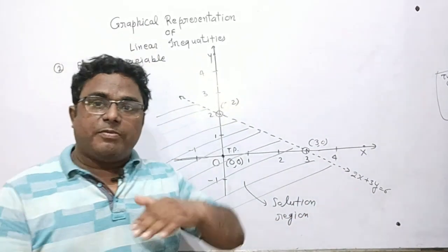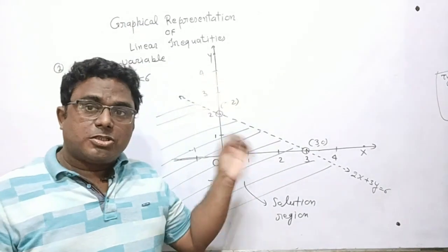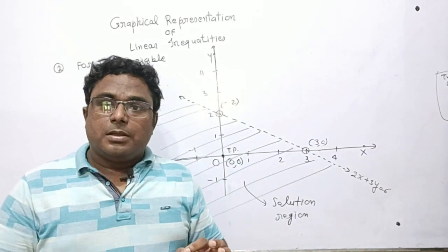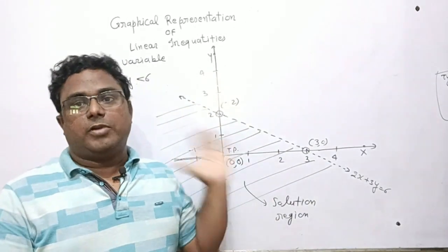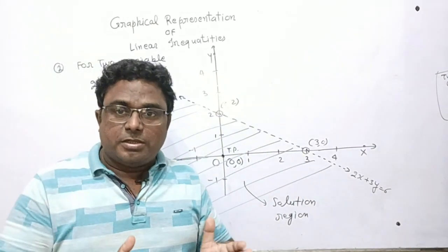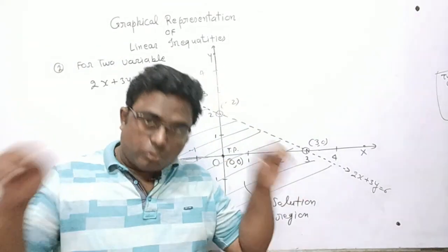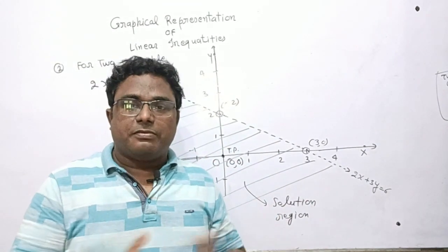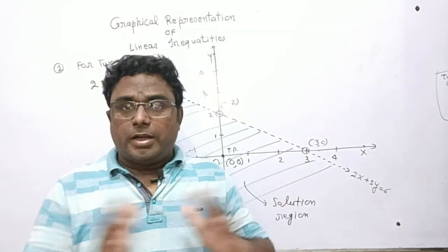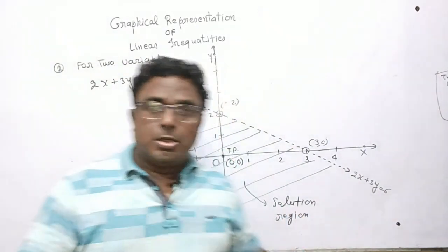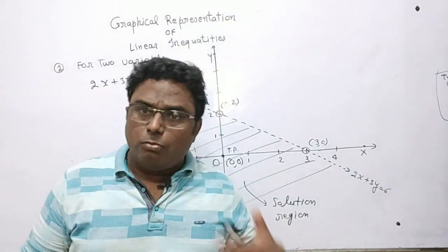So what is the difference between a dotted line and a solid line here? If the line is dotted, it means no point of the line is a solution for the inequality. If the line is solid, it means each and every point of the line is also a solution of the given inequality. So this is the difference between a dotted line and a solid line. I hope you have understood. So this was the graphical representation for the linear inequality in two variables.